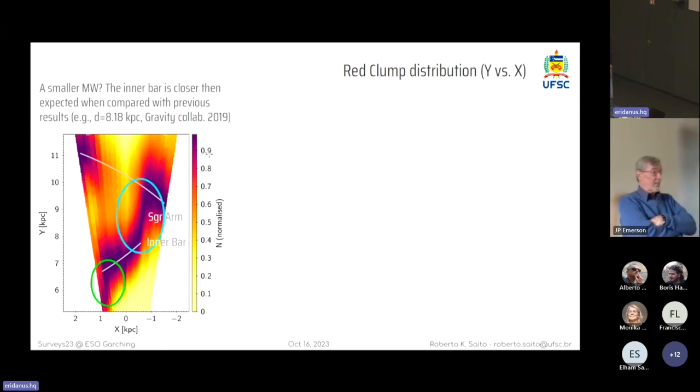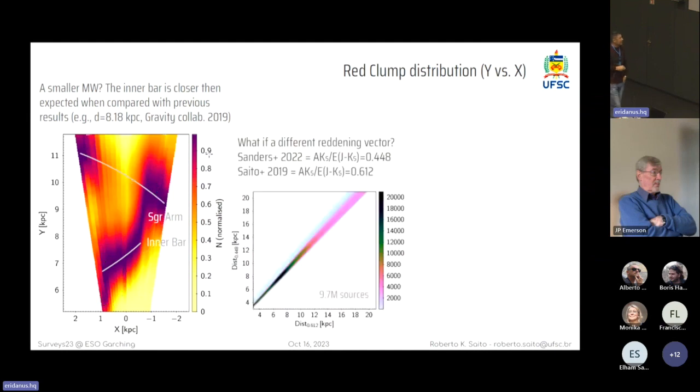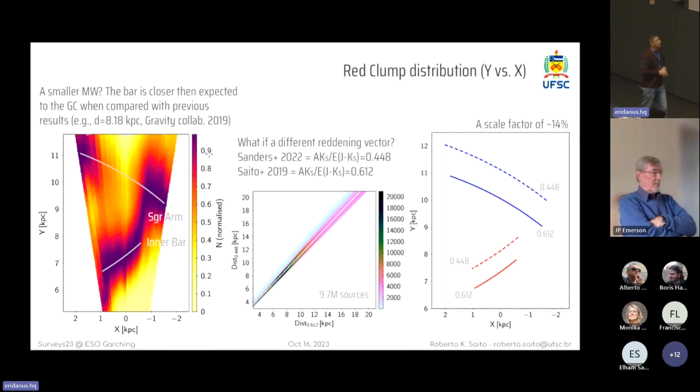There is an issue here that our structures seem to be closer than expected, for instance, for the values for the galactic center. But that seems to be caused by the reddening vector we choose, okay? Because if you use a steeper value, and there is another recipe to this reddening vector, it seems to be just a scale factor. If you come back to scratch and do everything again using a different reddening vector, we got larger distance, okay?